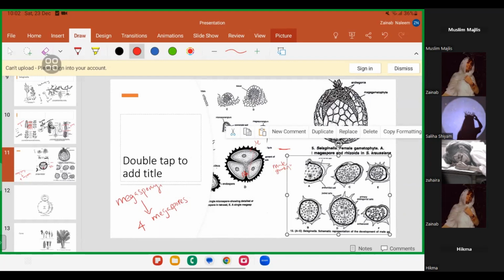Here, the microspore is retained inside. It becomes the gametophyte. The gametophyte has antheridia cells, which are dividing like this: one cell, two cells, four cells. They keep dividing and finally produce the sperms. The sperms are called the antherozoids.